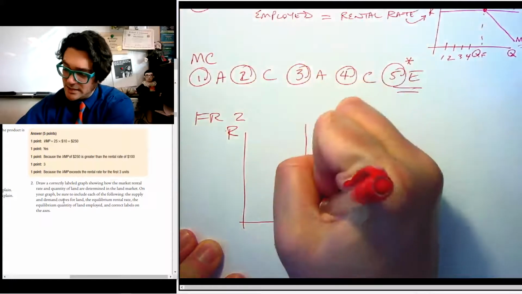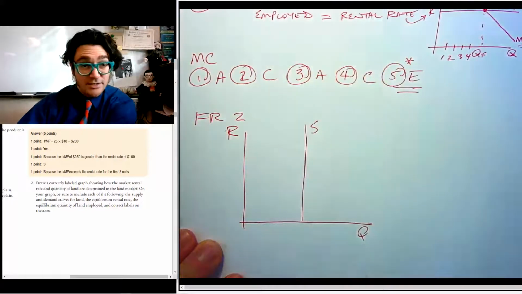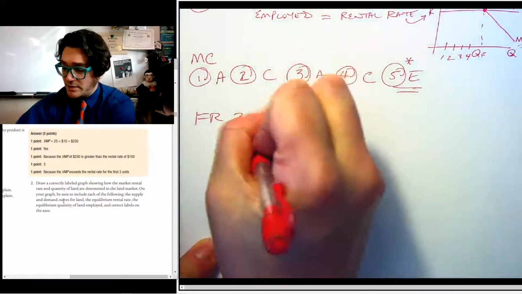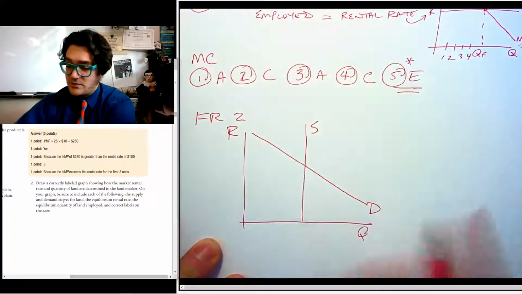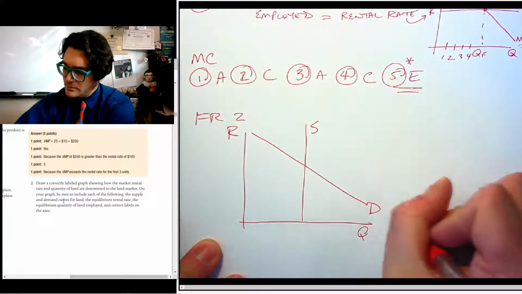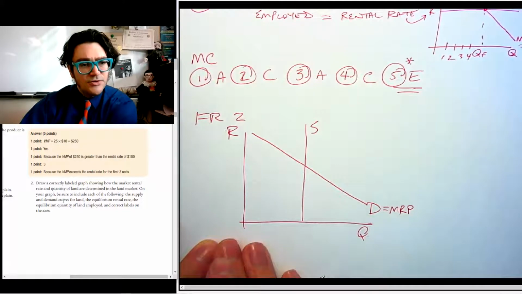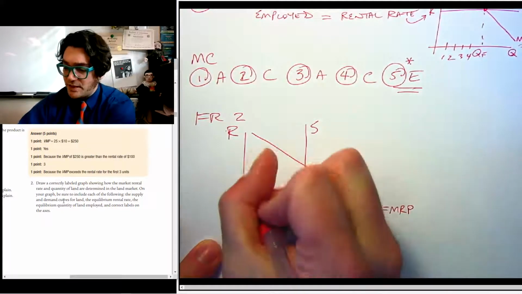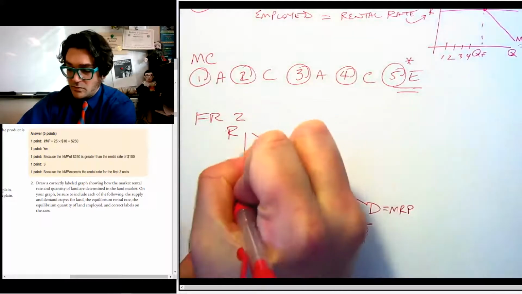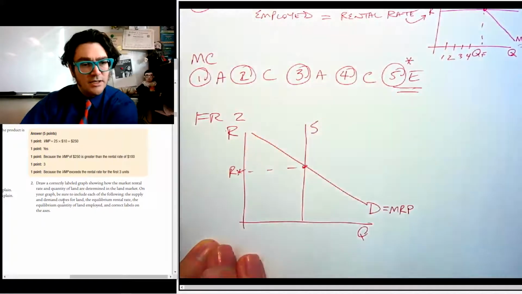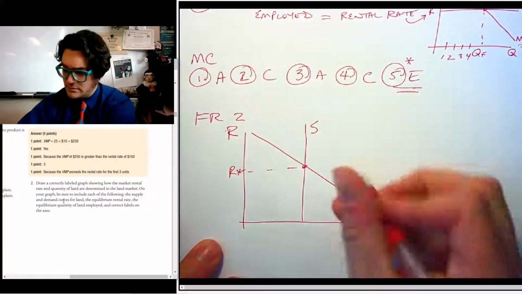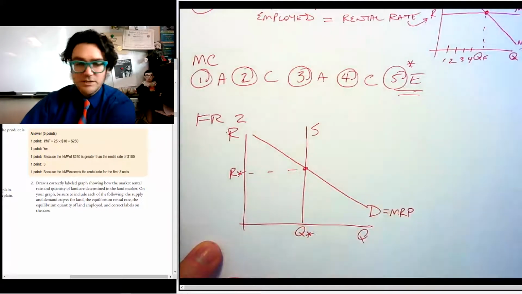I'm going to make this an inelastic supply curve because land is inelastic. And then you have a demand curve like that, which is the marginal revenue product. And it says include the supply and demand, the equilibrium rental rate. So I'll just say R star, the equilibrium quantity, Q star, done.